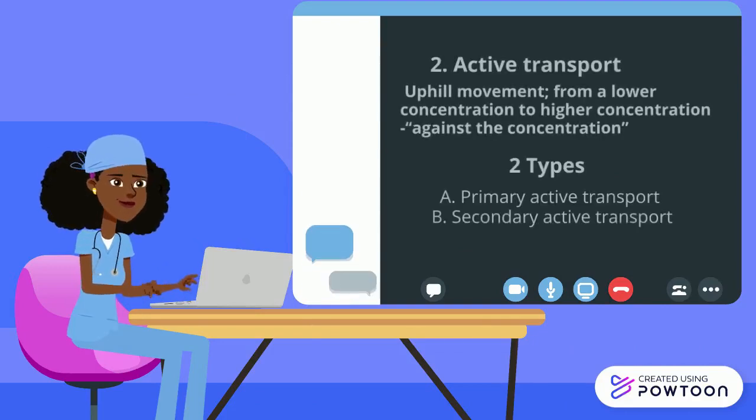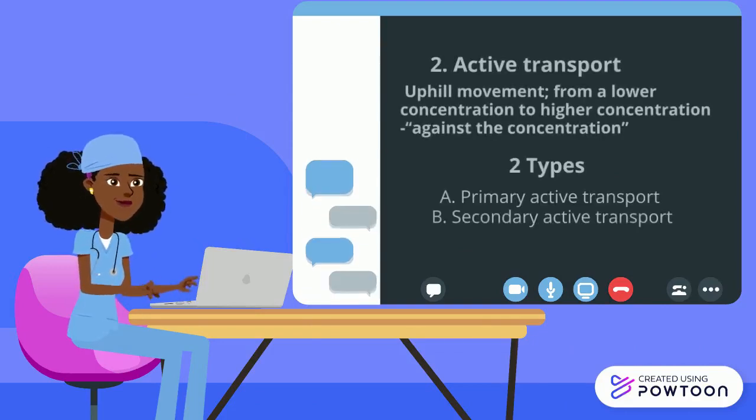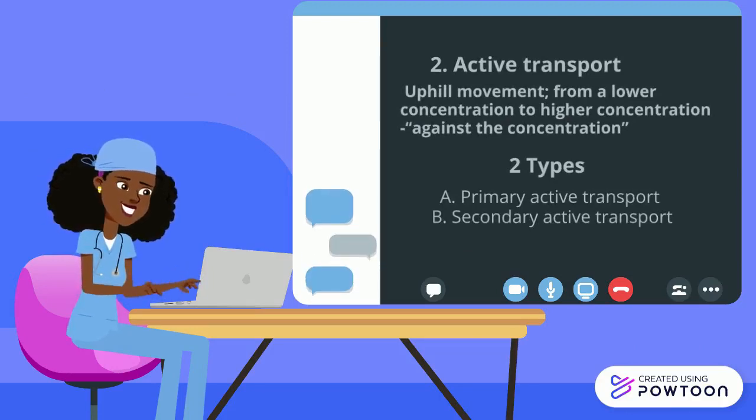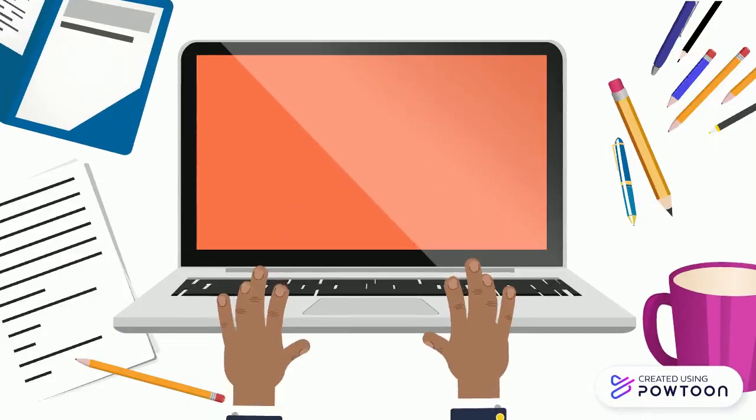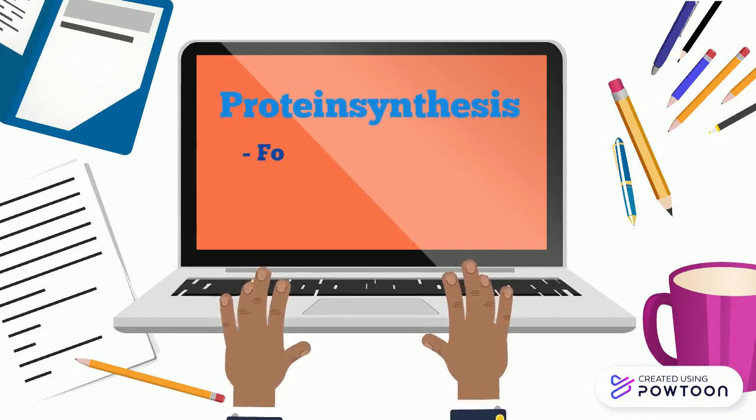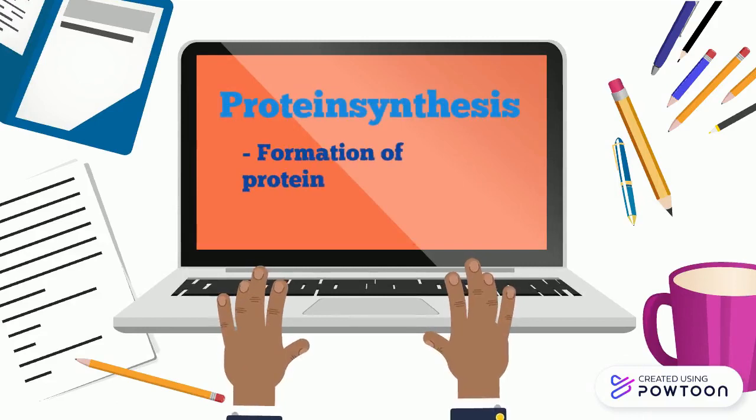Second is active transport, or uphill movement from a lower concentration to a higher concentration. The two types are primary active transport and secondary active transport. Let us now move on to the protein synthesis. It is the formation of proteins using gene expression.